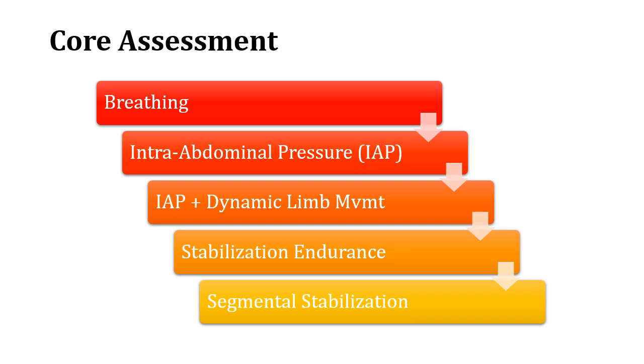And so here's the sequence of core assessment that is endorsed and recommended. Breathing is fundamental. All patients need to be able to do it, and hopefully do it efficiently. Then they need to be able to regulate intra-abdominal pressure while breathing, and intra-abdominal pressure with dynamic limb movements, which will incorporate the Sahrmann progression, which really speaks to the coordination here. And then the stabilization endurance, and then segmental stabilization.